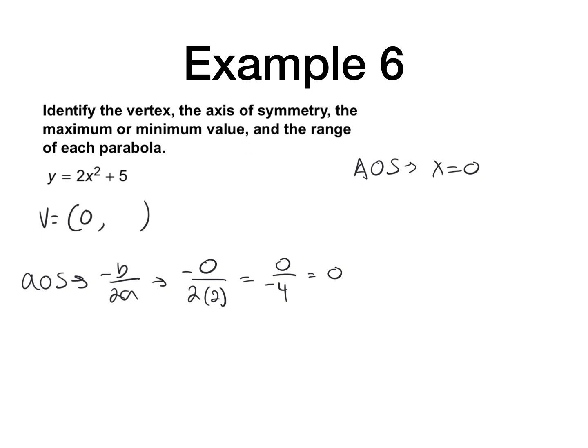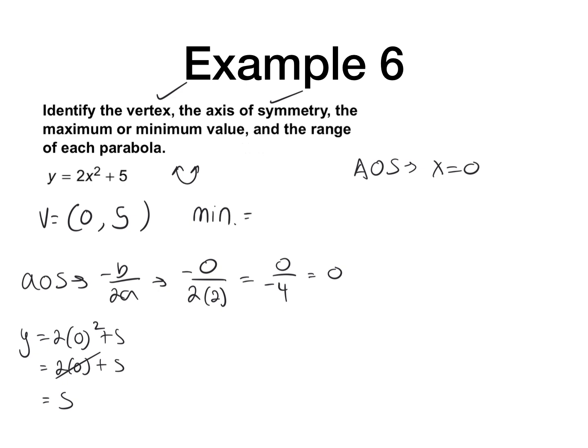Now let's find the y value of that number. So y is equal to 2 times 0 squared plus 5. That's going to be 2 times 0 plus 5. The 2 and the 0 are going to cancel out to get 5. So we have 0, comma, 5 for the vertex. We found the axis of symmetry. Now let's identify if it's a minimum or a maximum. We have an upward looking parabola, so that means we're going to have a minimum. And our minimum is going to be at 5.